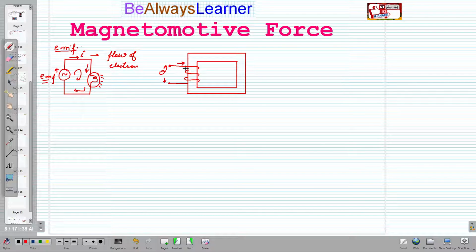And that voltage is AC voltage, alternating current. When the current starts flowing, and the number of turns we have wound here, suppose the number of turns is N, so this N and I is going to generate a force which is going to generate a flux. We call it magnetic flux. And this magnetic flux, represented by phi, we call it magnetic flux, right?